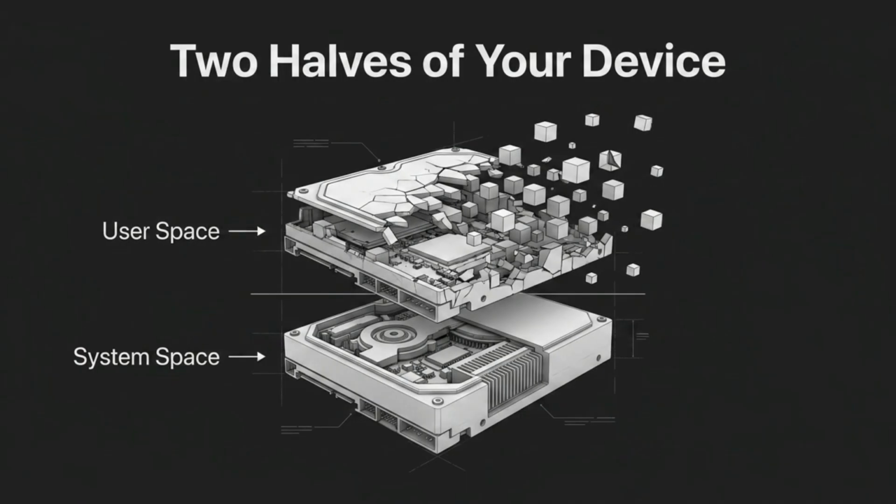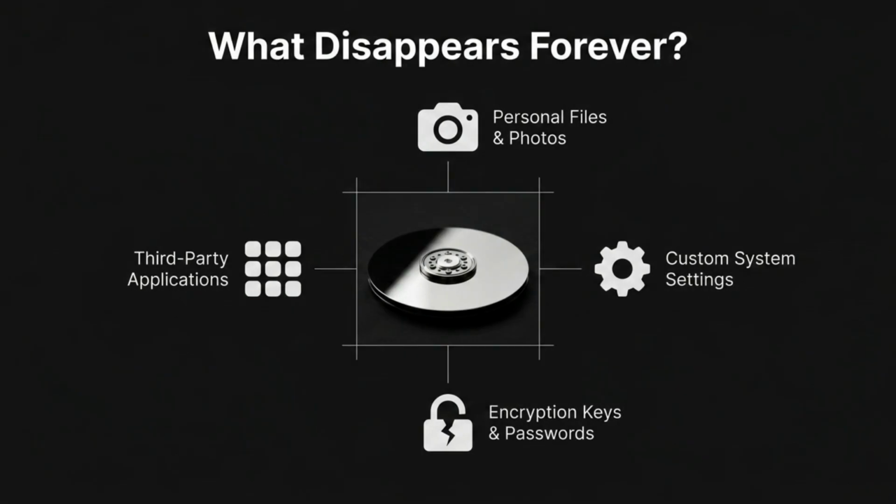To understand the process, think of your device as being divided into two main sections: the user space, where your data lives, and the system space, which holds the operating system. When you initiate a reset, what disappears? Your personal files, photos, third-party applications, custom system settings, and your encryption keys and passwords are all permanently erased.